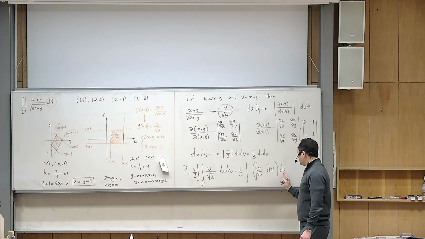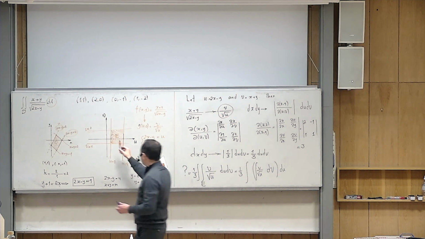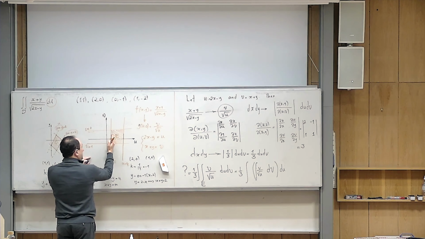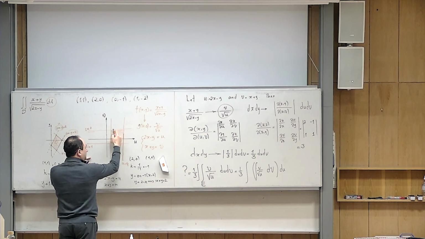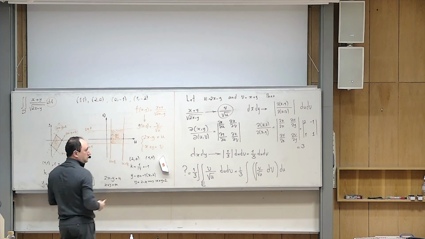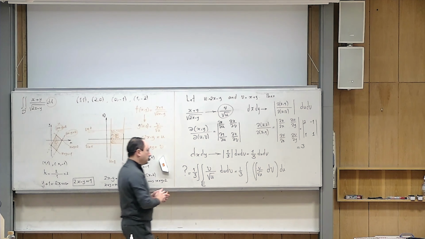If I ask you what are the limits for du, you will tell me that, because I am working in this region, u starts from here. This is the smallest possible value of u anywhere in this region, and this is the highest value of u anywhere in this region. So it goes from 1 to 4.